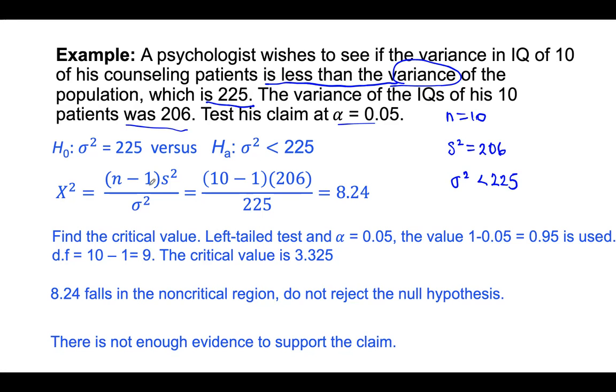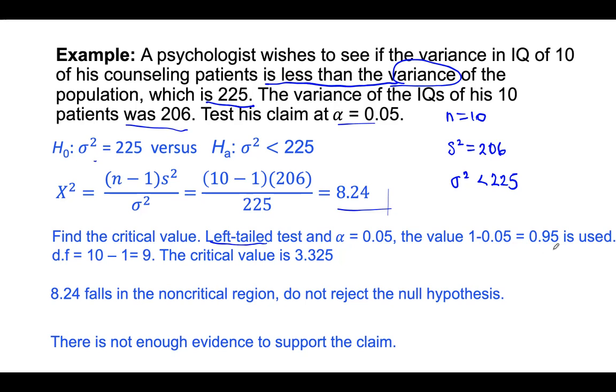We know the null hypothesis is equal, because that's always how we begin, versus that alternative. Here it is less than 225. Because it's less than, this is a left tail test. So we can compute our chi-square. We just plug in the numbers, n minus 1 times the sample variance divided by the population variance, and we compute that number. So it's just arithmetic. Then, because it's a left tail test, we have alpha equals 0.05. We want 1 minus 0.05.